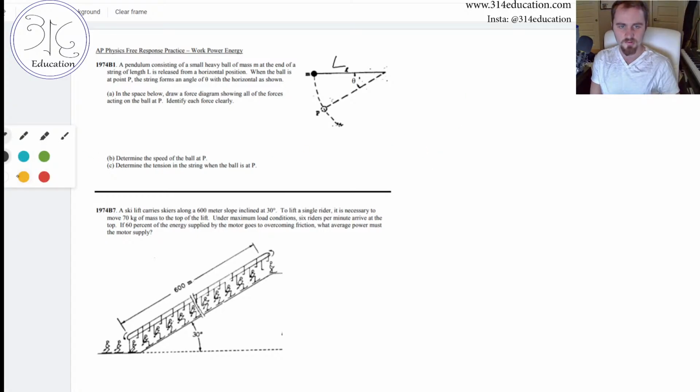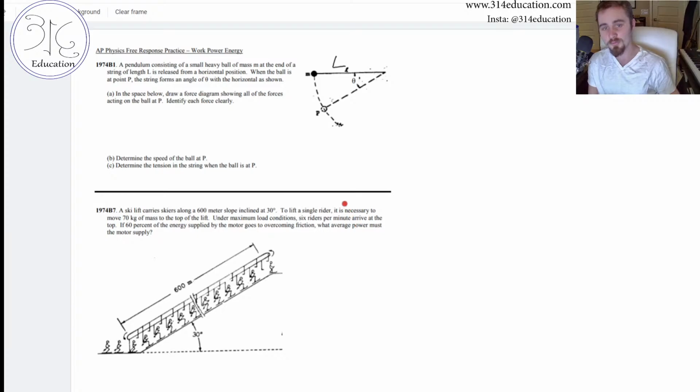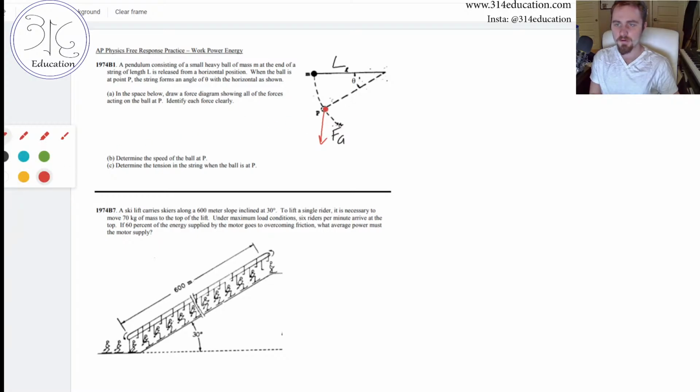Well, that's easy. At point P, there's only 2 forces acting on us. We have our force of gravity, as usual. That's going to be pointing straight down. And then we also have a tension force. This is the tension in the string, and that's going to be pointing along the length of the string at this angle theta.